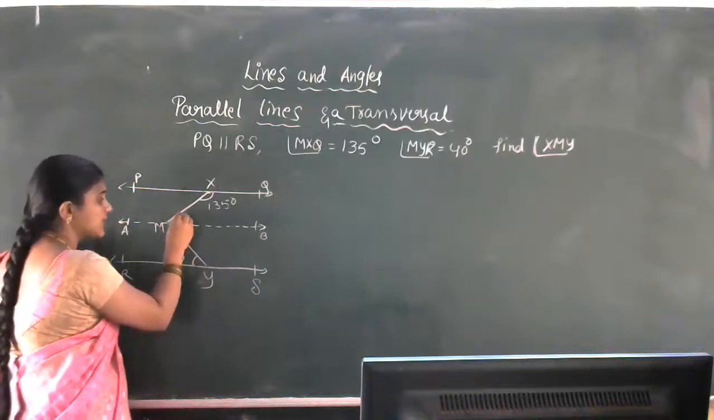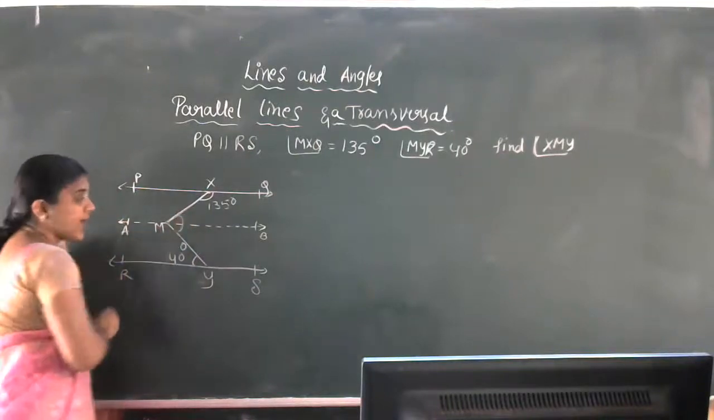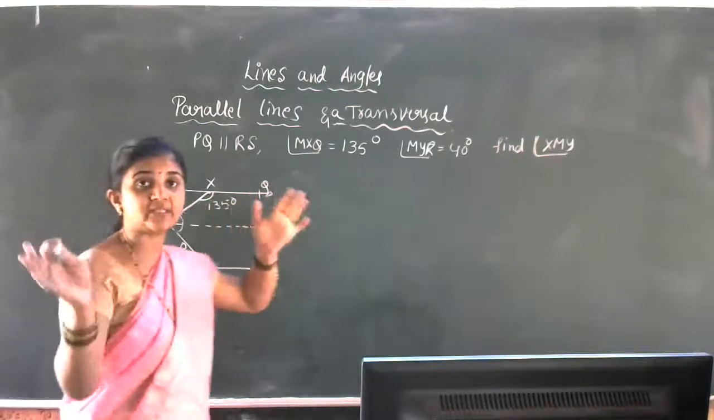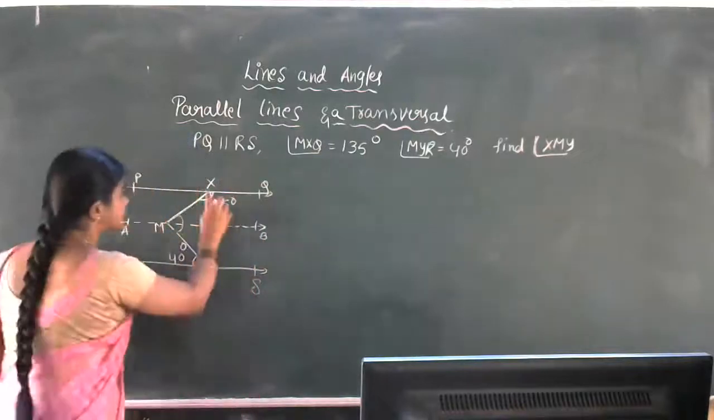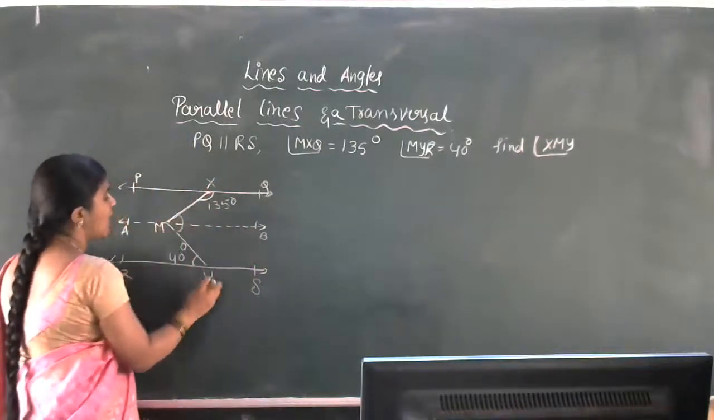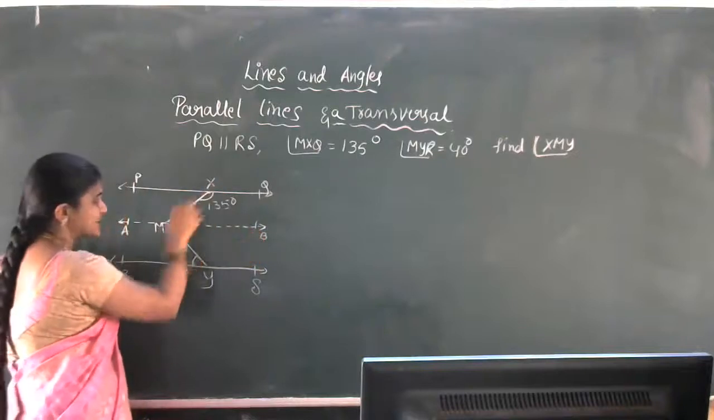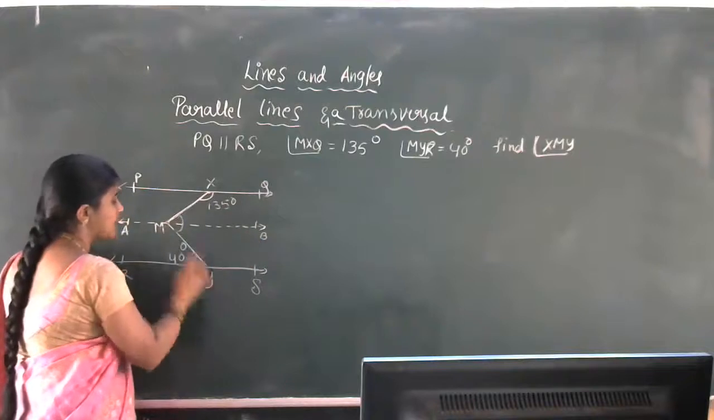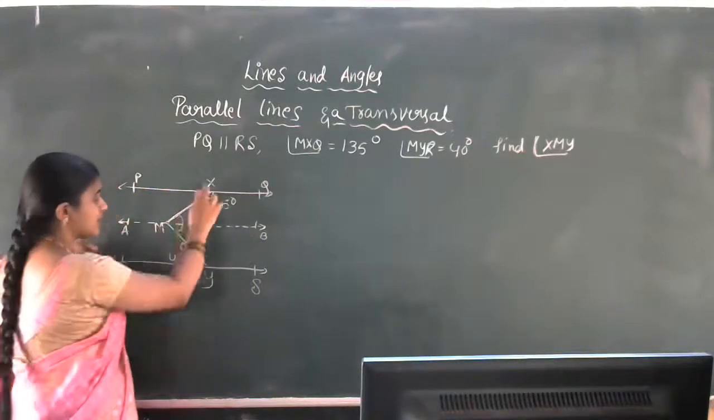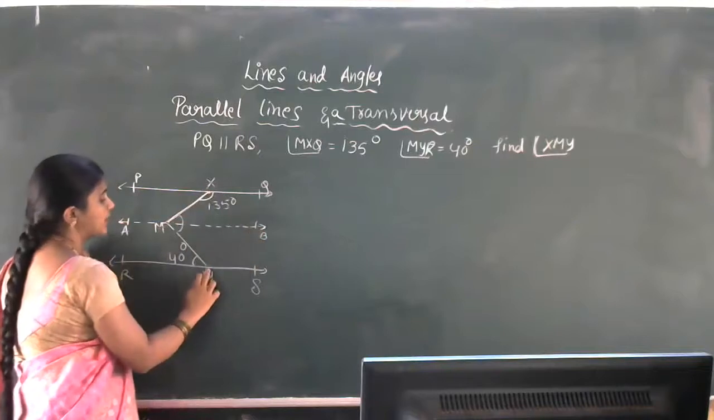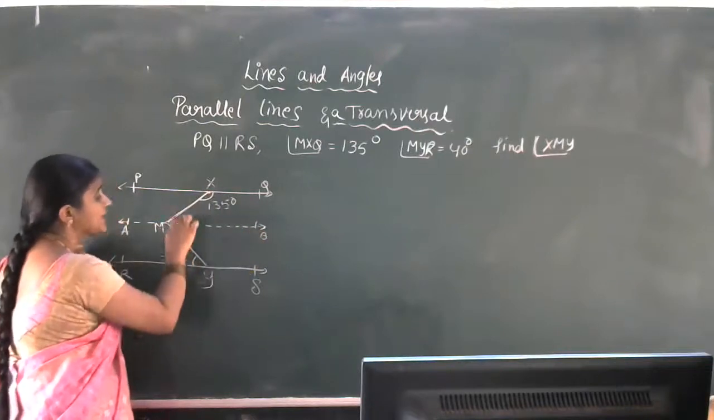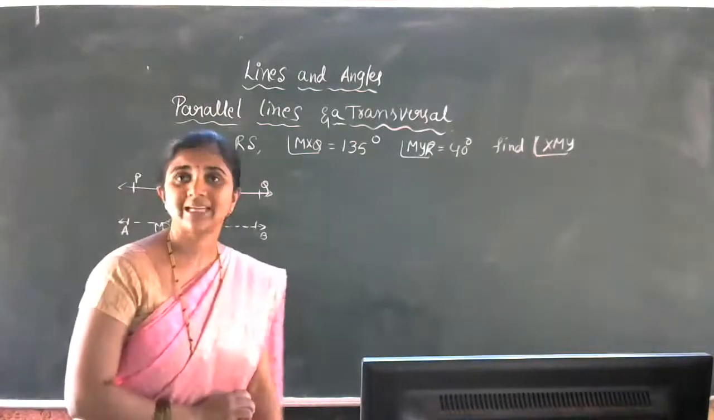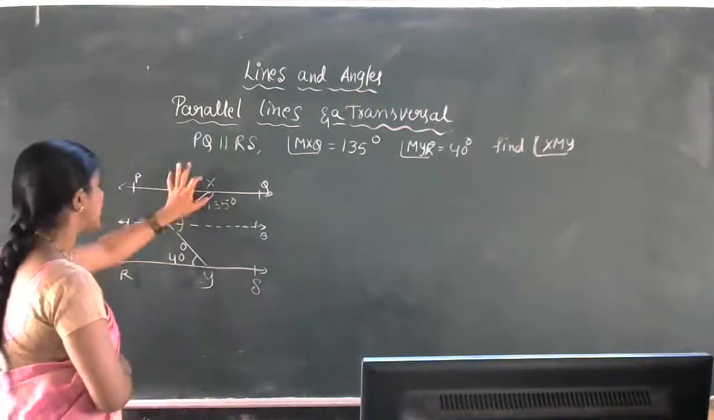What we need actually is this total angle. But directly we cannot find out XMY; we have to make it into two parts. XMY is divided into two parts, that is XMB and YMB. First we have to find out XMB, then we have to find out YMB, then we have to add XMB and YMB so that you will get XMY. Is that clear, students?